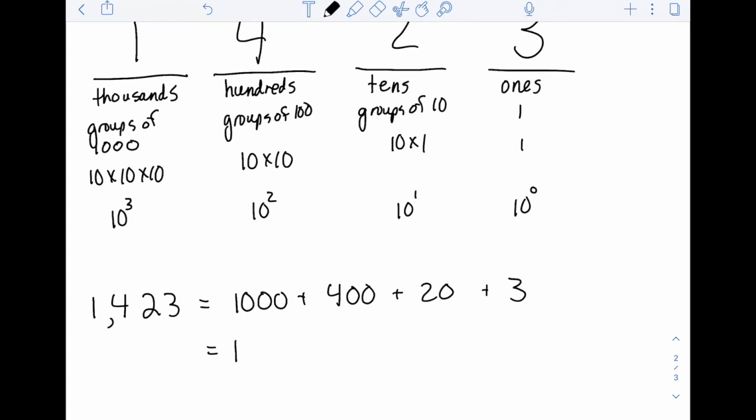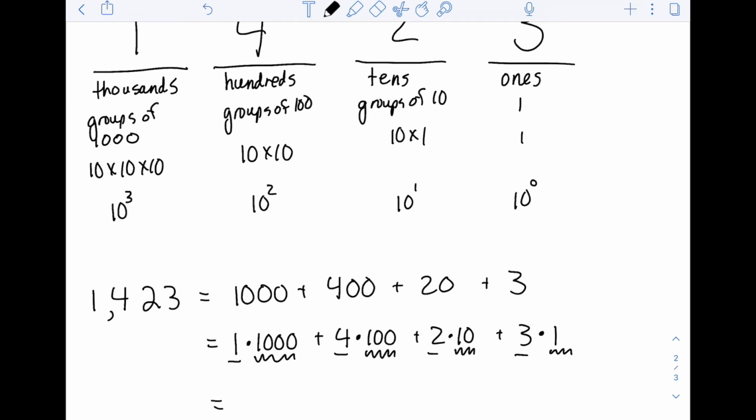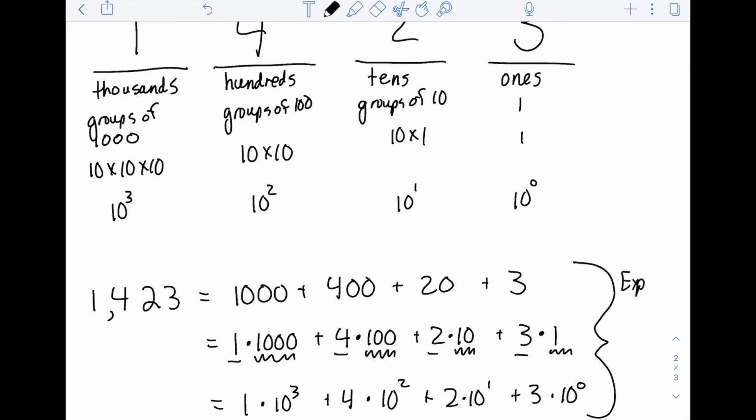The 1,000 is 1 group of 1,000. The 400 is 4 groups of 100. The 20 is 2 groups of 10. And then I have 3 ones, or 3 individual units. And then we can see the numerals that we recorded and the corresponding place value based on their location. We could also write this with powers of 10. All of these would be considered expanded form.